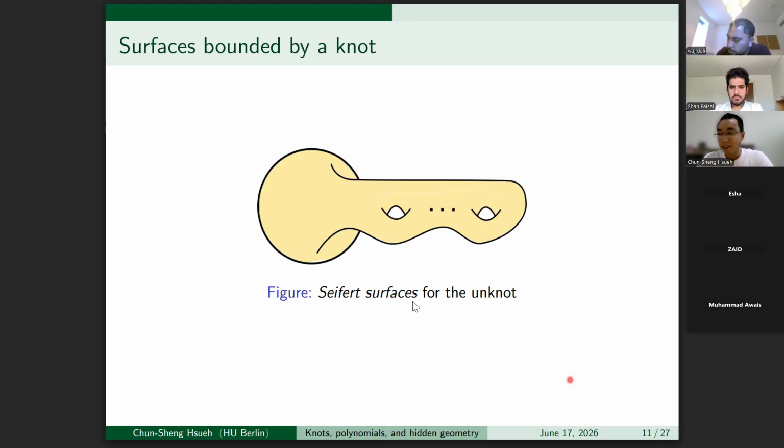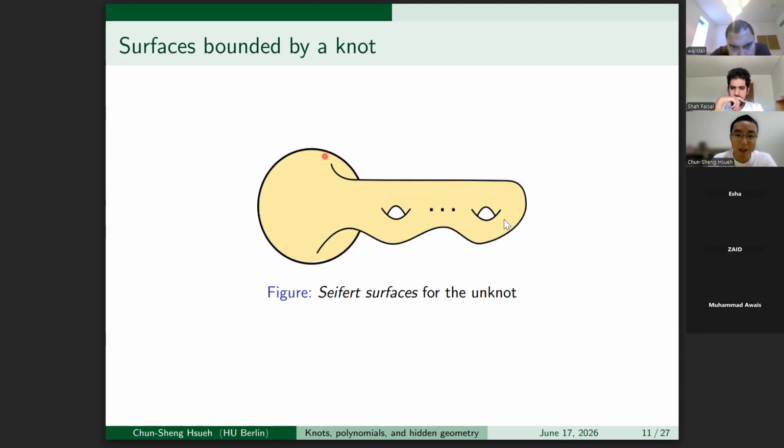So what is a Seifert surface? The term here in italic, what is a Seifert surface for a knot? It's simply a compact and oriented surface such that the boundary is your given knot. So the Seifert surfaces for the unknot are as shown. For example, here you can have as many holes as you like. These are all Seifert surfaces for the unknot because the boundary of the surface is here drawn in this.